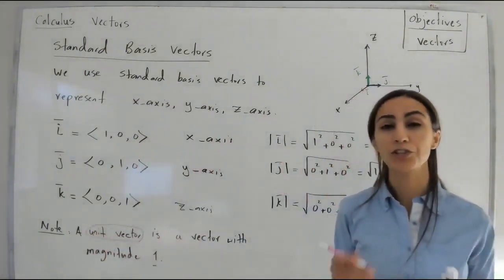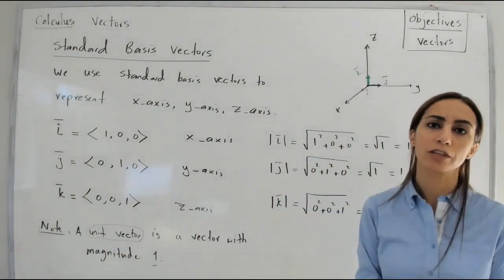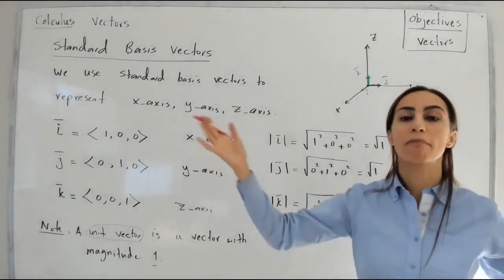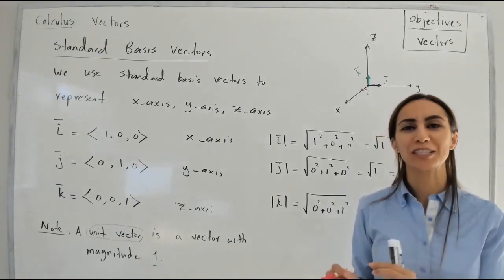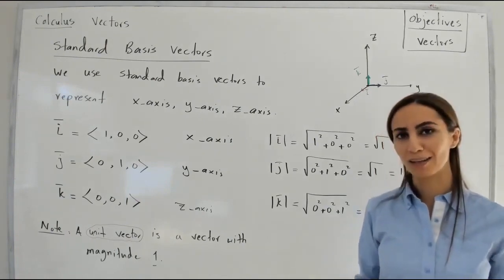In many cases, we're interested in taking a vector which has a large magnitude and rescale that vector to a unit vector. Well, how do we do that?